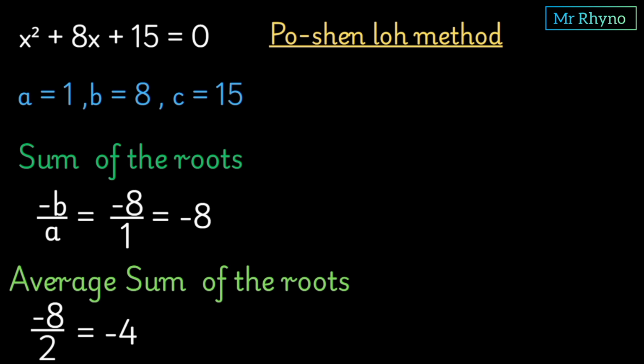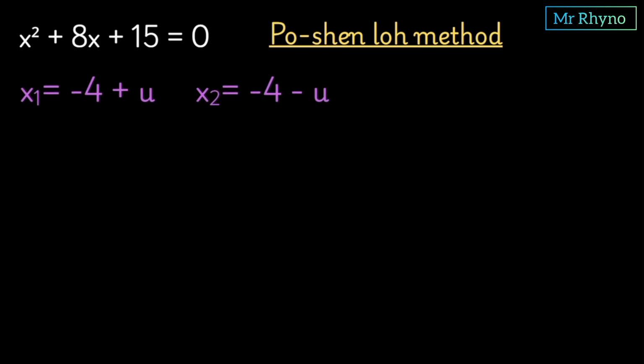Now, our two roots shall be x1 and x2. So our x1 shall be this negative 4 plus a constant u, we don't know it. Then x2 shall be the same negative 4 but minus a constant u. Remember, we don't know the value of u. Let's get the value of u.